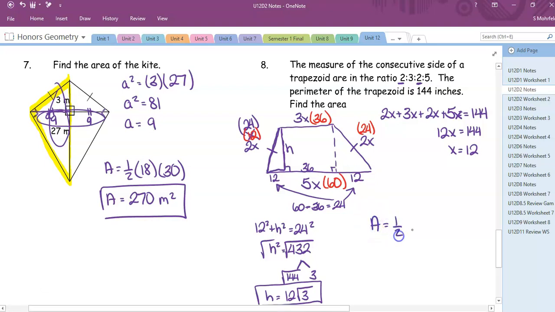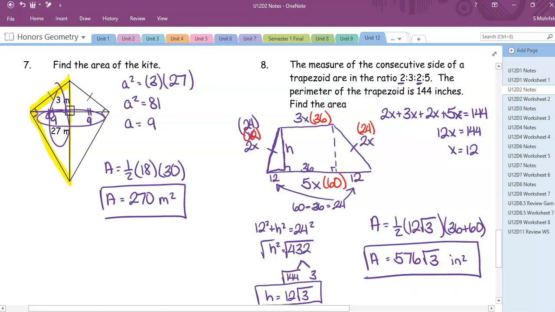So area equals 1/2 times the height times the sum of the 2 bases. So 36 plus 60. You go through and calculate everything out. You should be getting 576 root 3 square inches. Have fun solving.